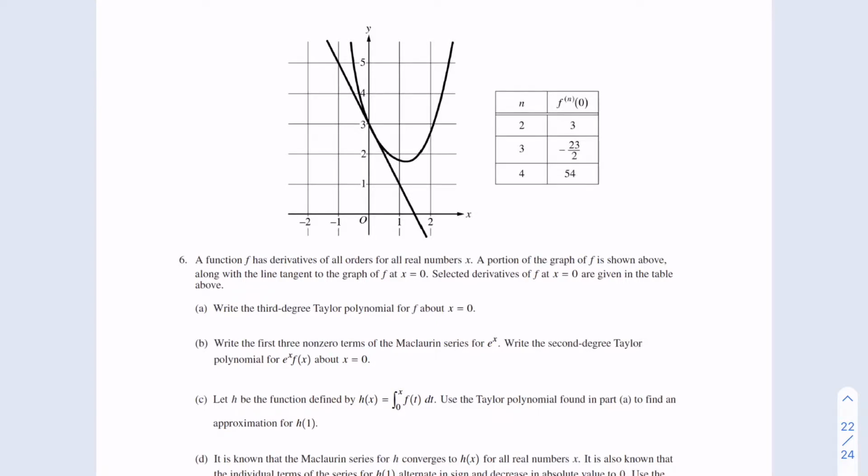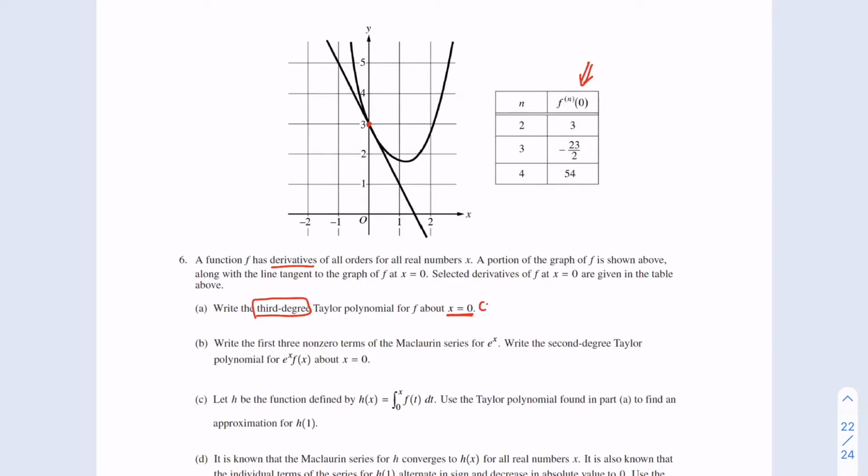A function f has derivatives of all orders for all real numbers of x, and all the derivatives are given here. A portion of the graph of f is above, along with the line tangent to the graph at x equals 0. Select values of the derivatives of f at 0 are given in the table above. Part A. Write the third degree Taylor polynomial for f about x equals 0.